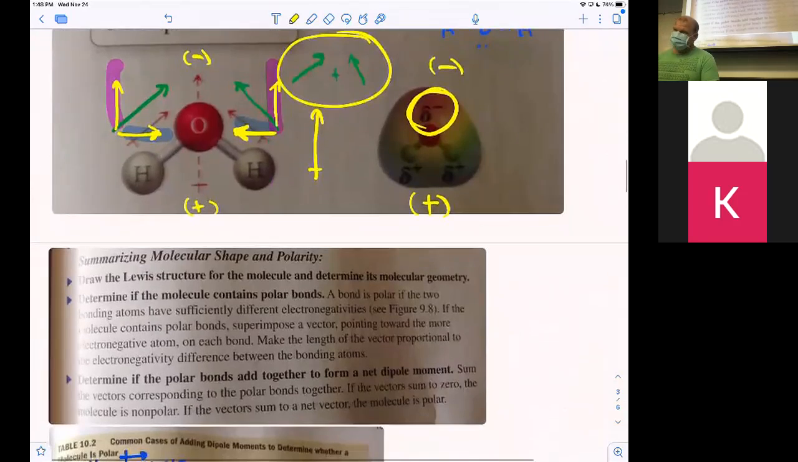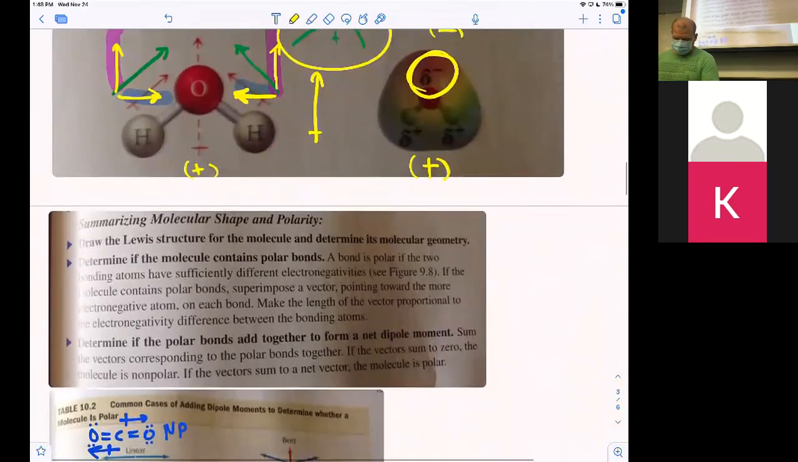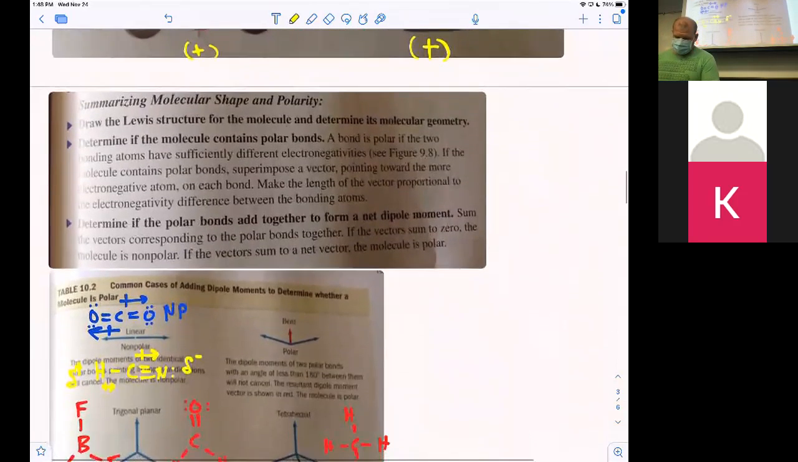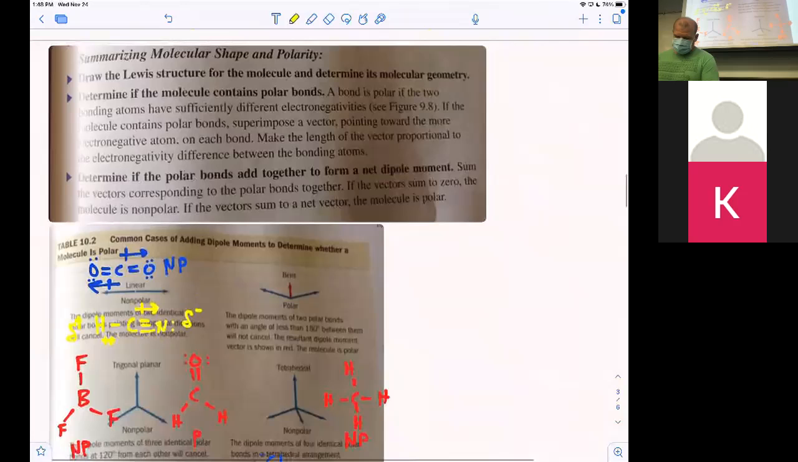Again, partial because it's less than the charge of an electron. So how do you figure out shape and polarity? Draw the Lewis structure, determine if there's polar bonds. It's really easy to figure out if it's a polar bond. If it's not the same atom, it's a polar bond. If it's a different atom, it's a non-polar bond.